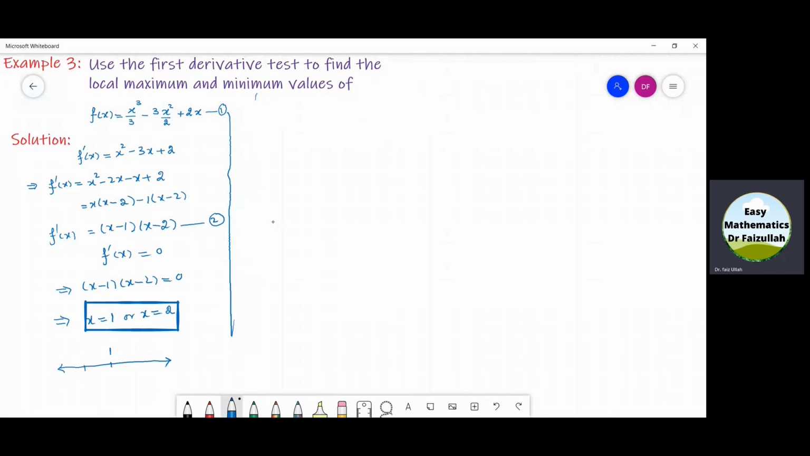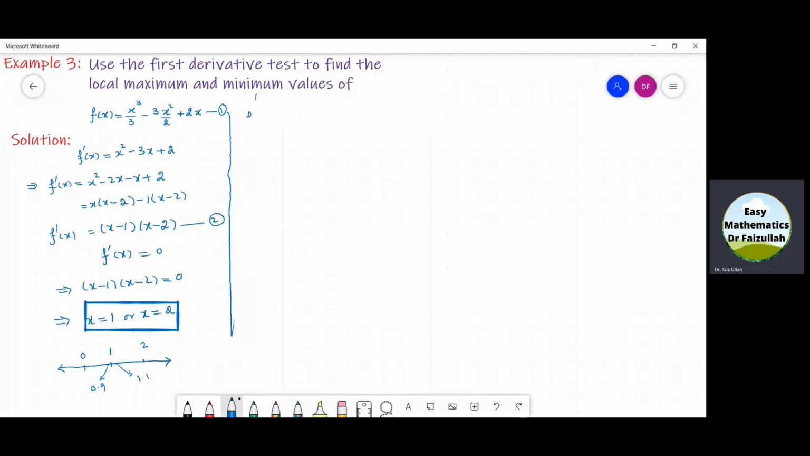Then we know that on the left hand side we have 0, on the right hand side we have 2, and so on. So we must take a number less than 1, which is very near to 1. So very near to 1, we can take 0.9. And then we need a number which is a little greater than 1. So that number is 1.1. And we will check the sign of f dash on these two numbers.